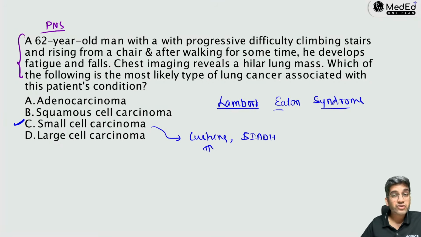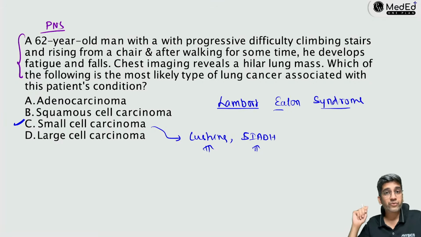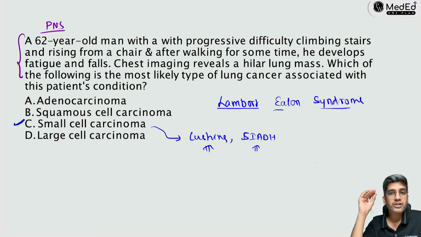You can have a history of Cushing syndrome with a lung mass. I can create multiple scenarios here. I can create electrolyte imbalances, SIADH, right? You'll be able to create multiple clinical scenarios using paraneoplastic syndromes. So please have a look at that, fine?